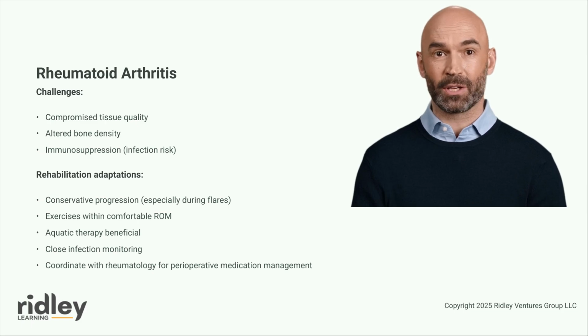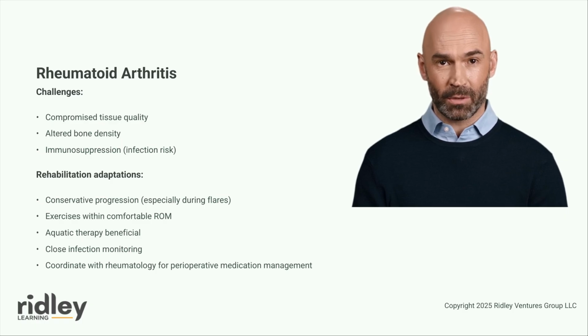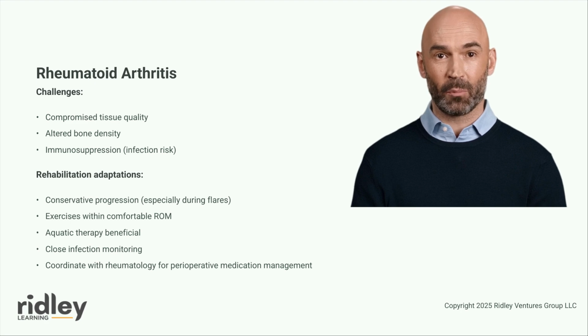Rehabilitation protocol modifications for patients with inflammatory arthritis include more conservative progression, particularly during disease flares when joint inflammation may compromise tissue healing and increase fracture risk. Exercises should be performed within comfortable ranges of motion, avoiding excessive force or loading that could damage inflamed tissues or fracture osteopenic bone. Aquatic therapy may be particularly beneficial in this population, as the buoyancy of water reduces joint loading while allowing for active motion and strengthening. Close monitoring for infection is paramount, given the immunosuppression associated with both the underlying disease and its pharmacologic treatment.